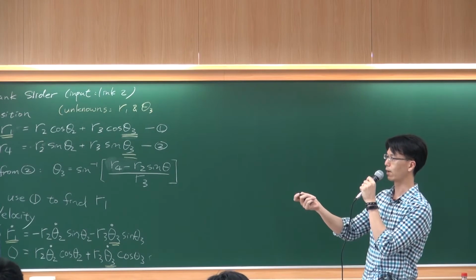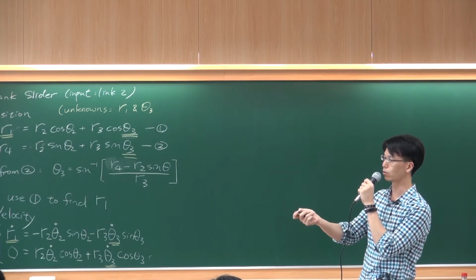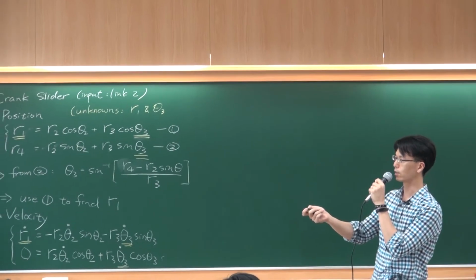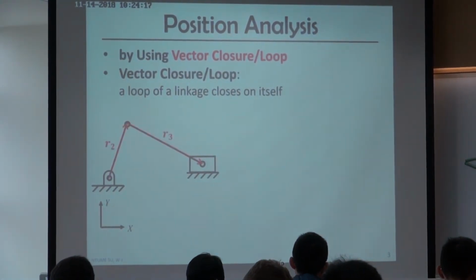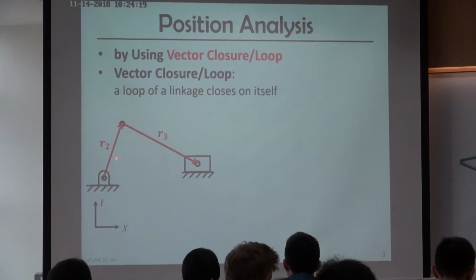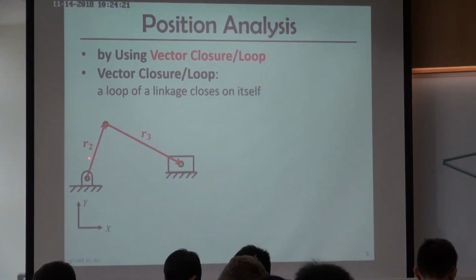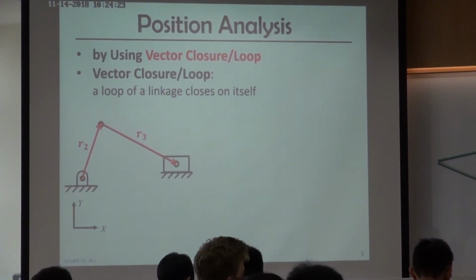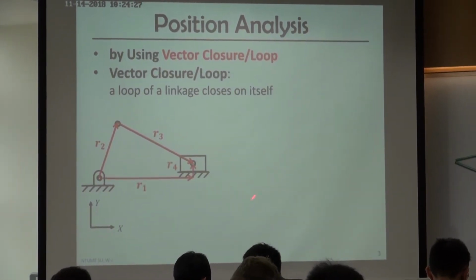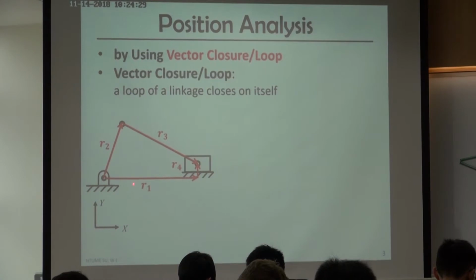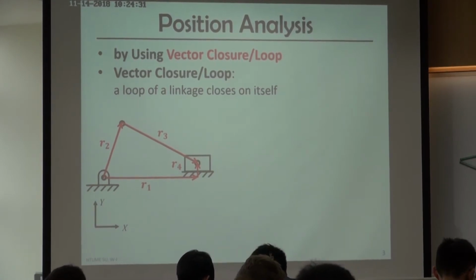Vector loop or vector closure means you need to draw some vectors according to this mechanism, and this loop must be a closed loop. So for example, here we draw R2 and R3 because we know the length of R2 and R3. So it will probably be a good choice. And then we draw another two, and here we use R1 and R4.